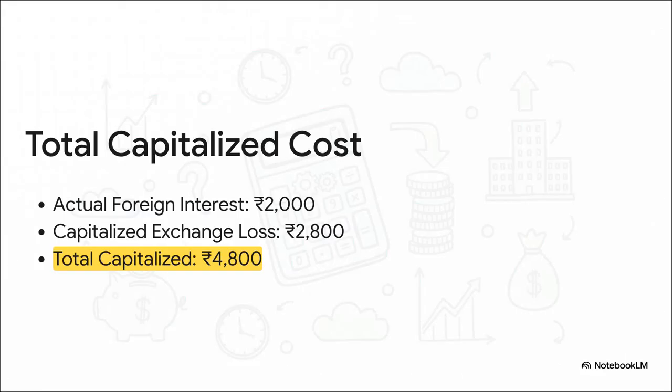So let's put it all together. The total capitalized borrowing cost is the actual foreign interest you paid, the 2,000 rupees, plus the capitalized exchange difference, which is the lower amount, 2,800. And what does that add up to? 4,800 rupees. And if you look back, that's the exact same amount as our what-if local cost. The system basically ensures you can't capitalize more than it would have cost you to borrow at home.